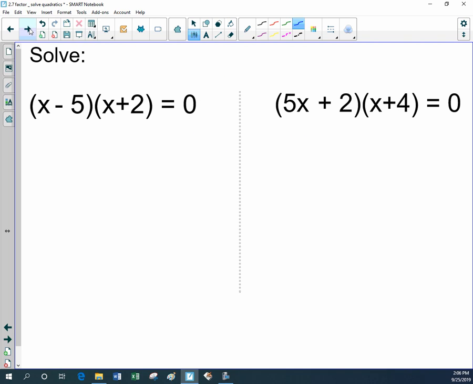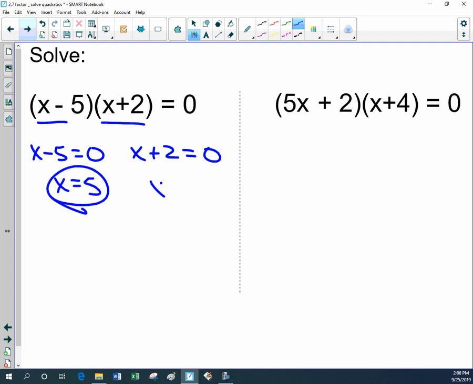So in these examples, these are problems that have already been factored for us. It's in factored form, and now we want to find out what makes what's inside each of these parentheses equal to 0. So this would be x equals 5, and this would be negative 2.